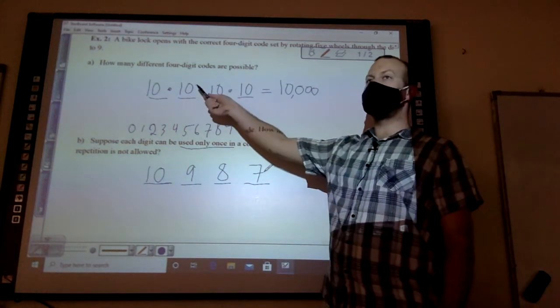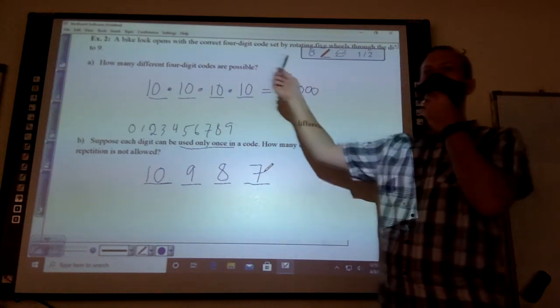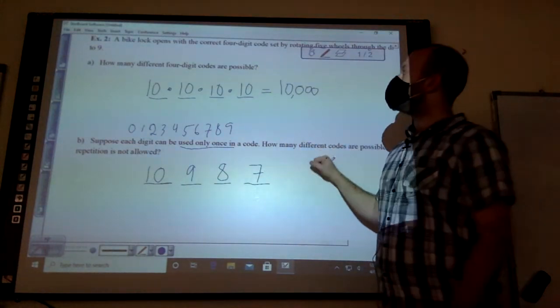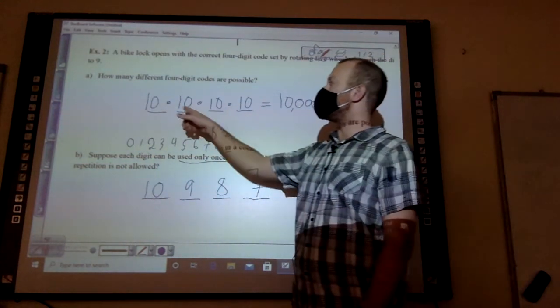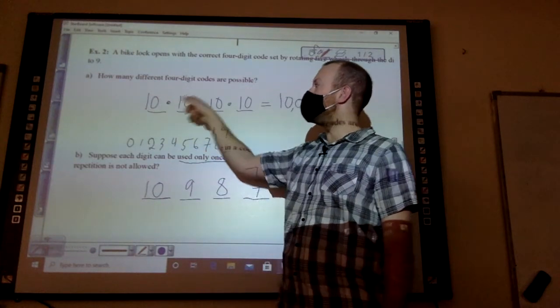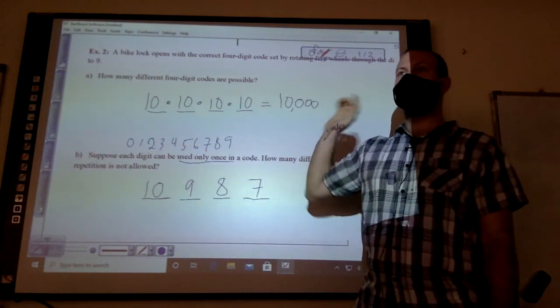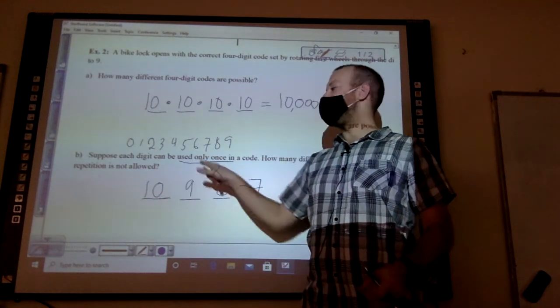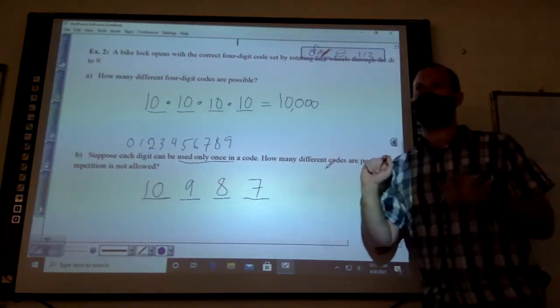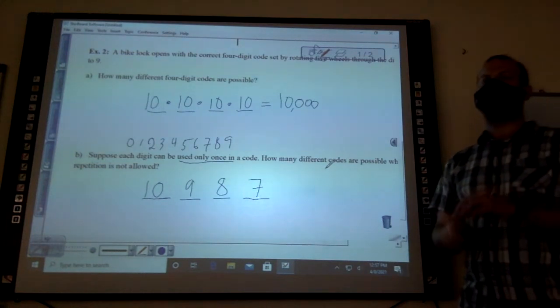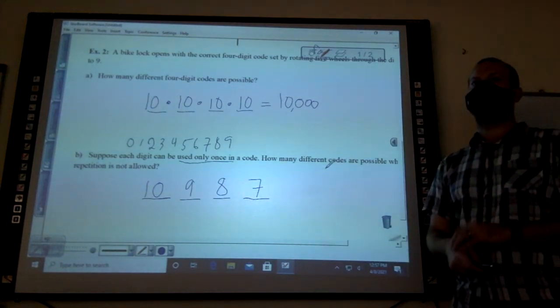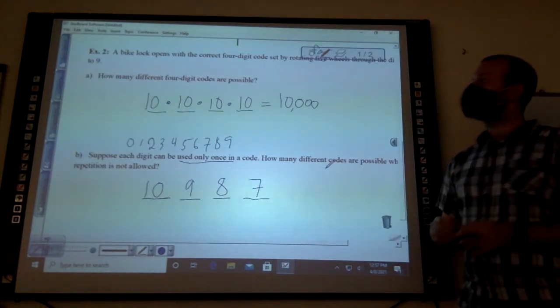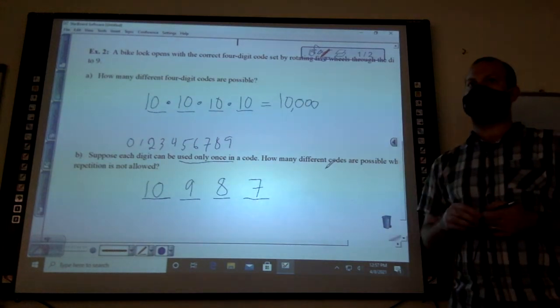Why can we put the same numbers here? Because there's no restriction. So I could pick the numbers 1, 1, 1, 1, and that's okay. Whereas here, if I picked some digit for the first spot, I cannot have it for the later ones. No, you don't have to pick 4, but you could pick 4.